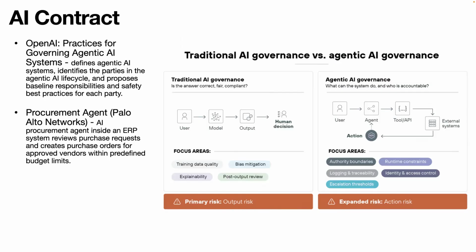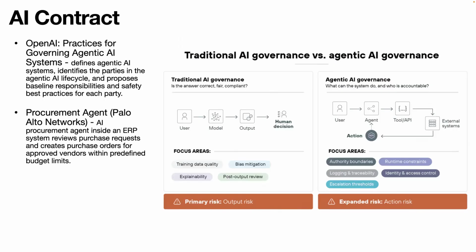So, for example, there is an OpenAI practices for governing agentic AI systems paper. They define in this framework how you should integrate LLMs and agents in your workflows. And there is an example of how Palo Alto Networks used that to build a procurement agent.